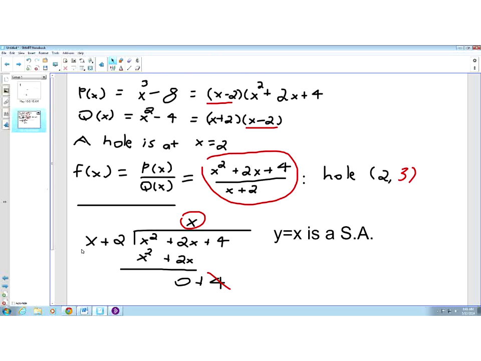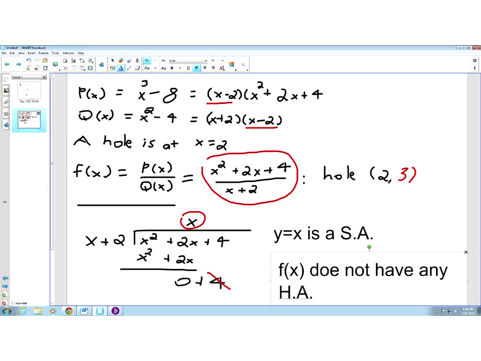All right. So there's one detail. So now this is the new stuff. Does this rational function have any horizontal asymptotes? No, it does not, because the degree of the numerator is one more than the degree of the denominator. So f of x does not have any horizontal asymptotes.